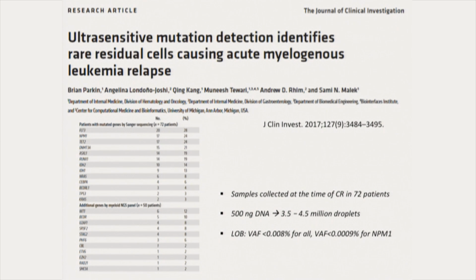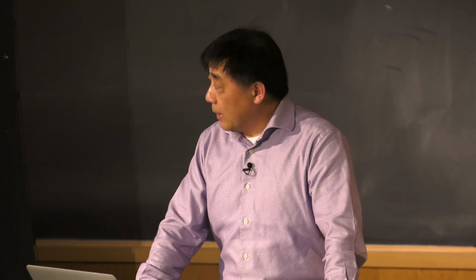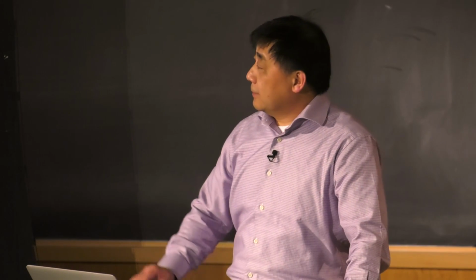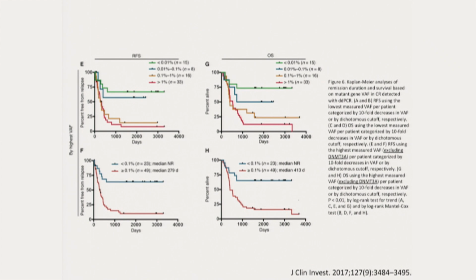This is going to be a very costly study. They used the RainDance to generate 3 to 4.5 million droplets to study MRD, which means they can interrogate several million molecules at the defined sensitivity. Their findings support the concept: the MRD study can identify most of the patients at risk for either early or late relapse. You can see the separation of those two groups.